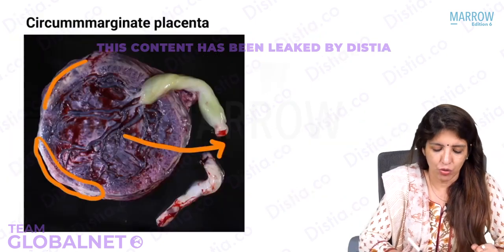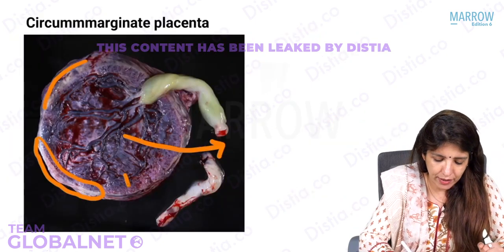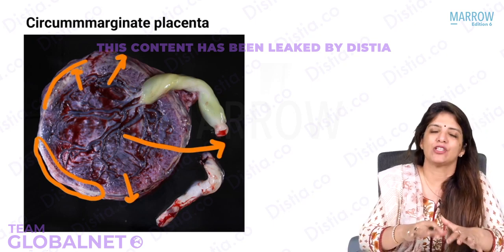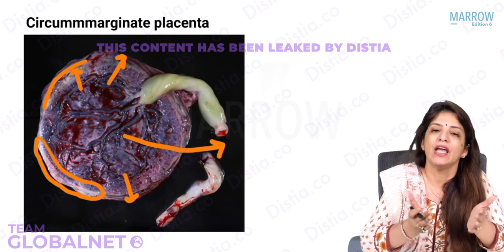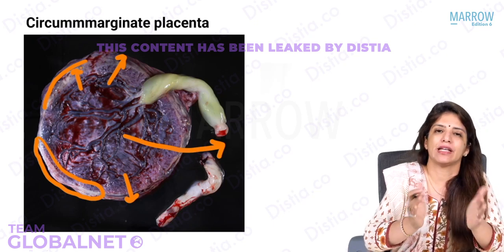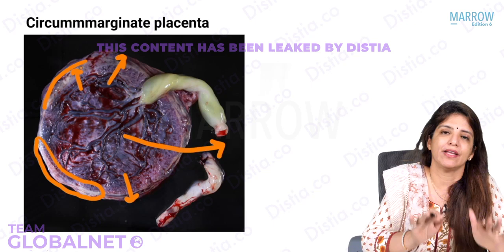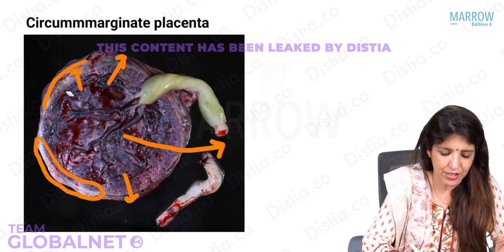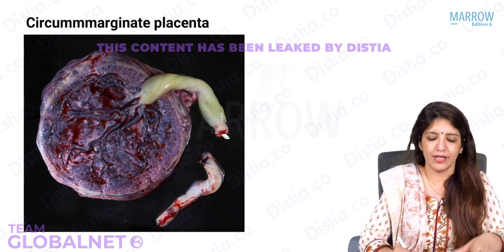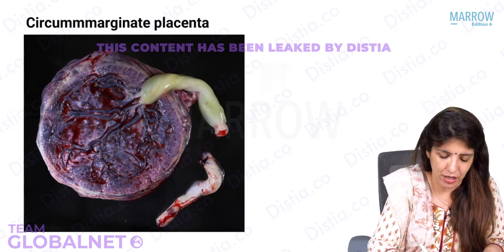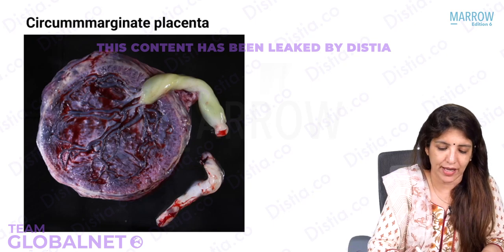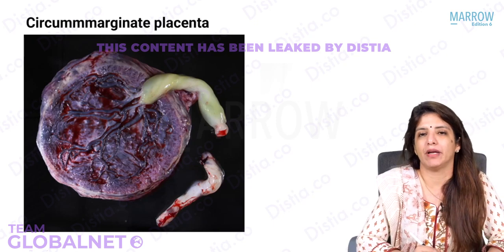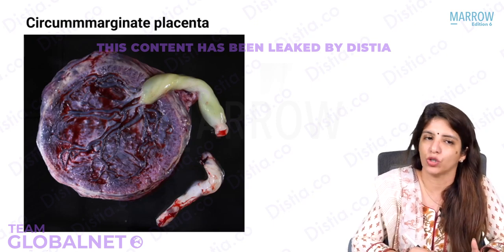Now compare it with this image over here. Over here, they are at the same level. There is no depression, right? So if there is no depression and the fetal side and maternal side are roughly at the same level, then this is a circummarginate placenta, right? So this image over here is a circummarginate placenta where you are not getting any valve-like thickening between the maternal plate, the basal plate, and the chorionic plate.